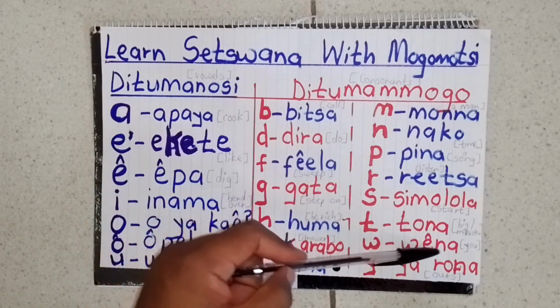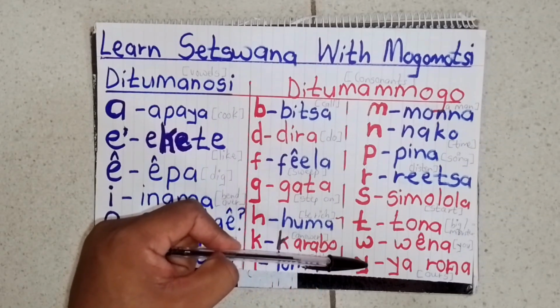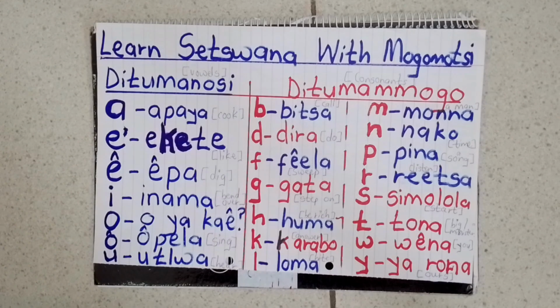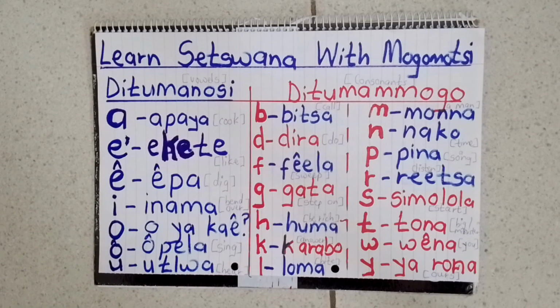W for wena, you. Y for yarona, ours. So those are the consonants and the vowels that we need to build words. Let's continue.